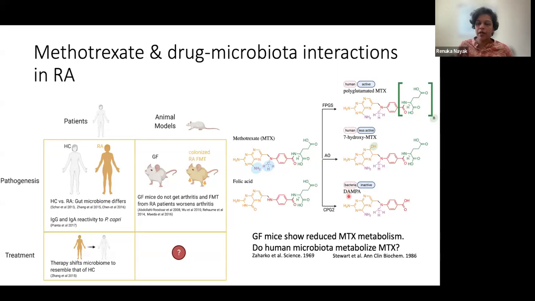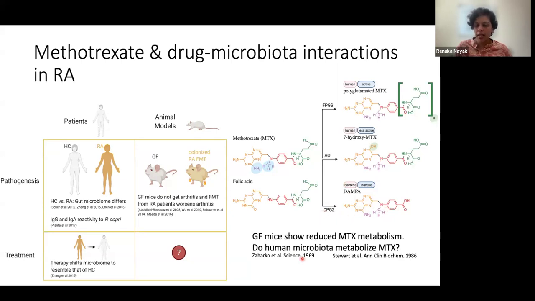There's a third transformation that, prior to our research, investigators had found: soil bacteria can cleave off this glutamate, the green, and use it as an energy source. What's left behind is something called DAMPA, and that's not active at all. The enzyme that does this in soil bacteria is called CpG2. So nobody had really found whether human gut bacteria do this.